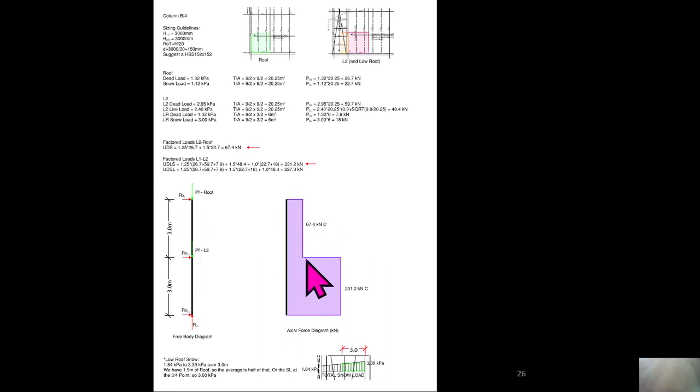From level 2 to roof, my worst case load combination gave me a factored load of 67.4. And from ground to level 2, my worst case load combination of ultimate dead, live, and snow gave me 231.2 kilonewtons. So here is my axial force diagram of that column. This is very similar to what I want to see from you guys on your project part 2.